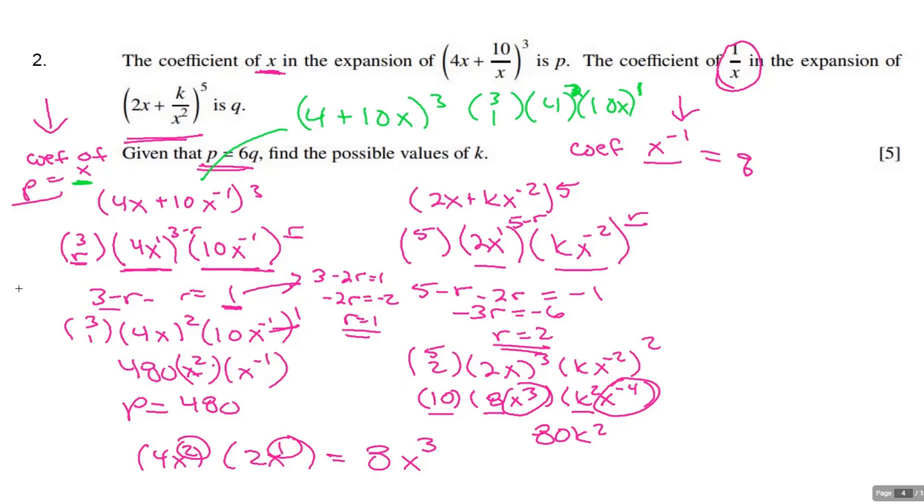Now, they told me to make that equal to q. Now that we figured that out, let's see what this says. It says that if p equals 6q, find the values of k. So what they're doing is they're giving me a way to make it an equation. So let's do this. P is this. P equals 6q. P is equal to 480, so I'm just going to replace it. Q is equal to 80k squared, right? So I'm going to replace that.